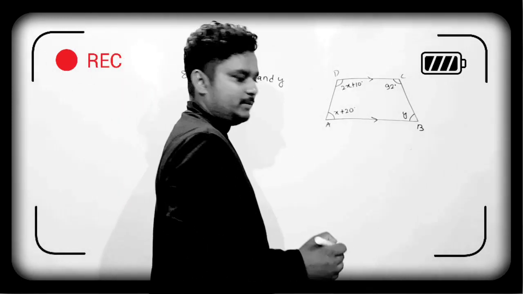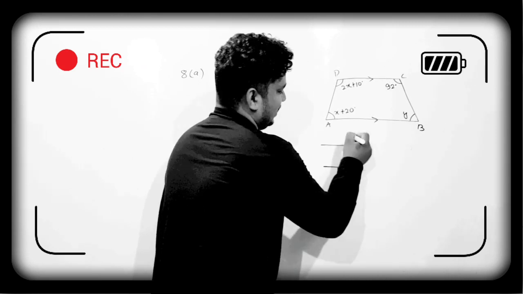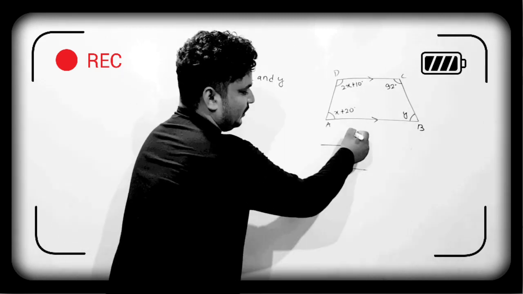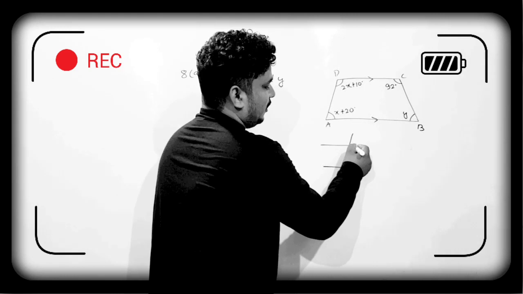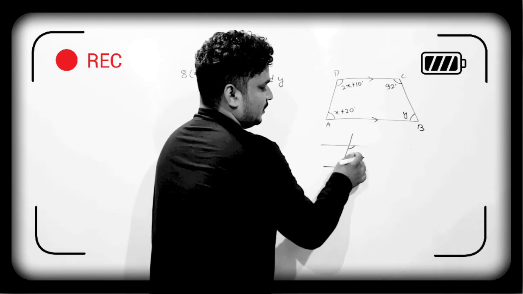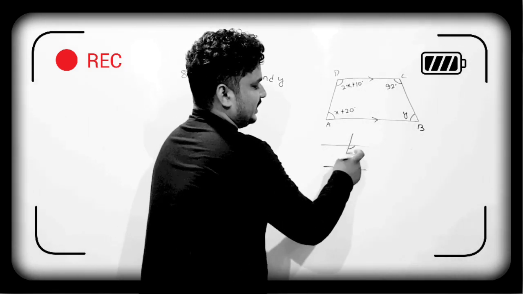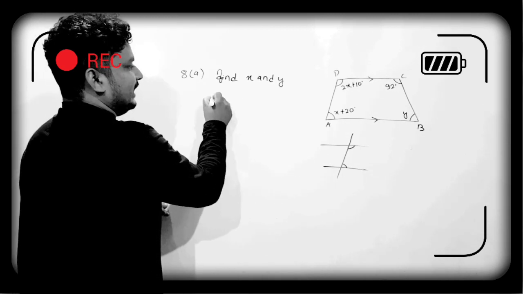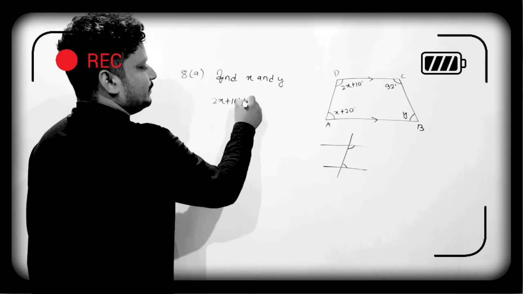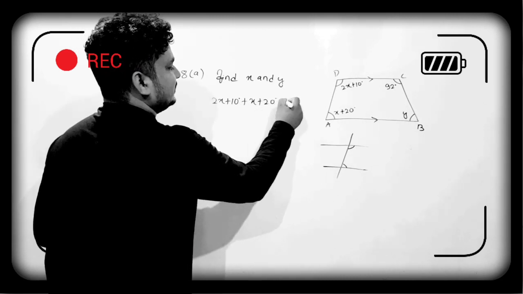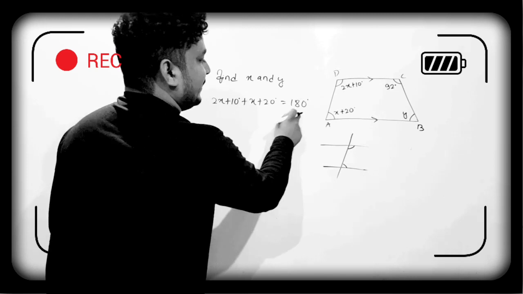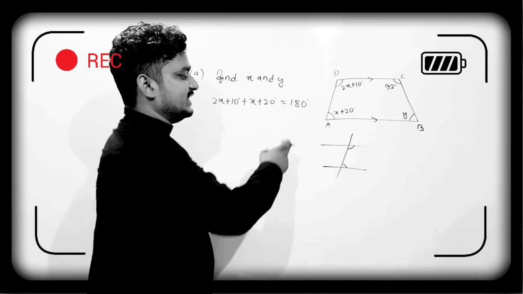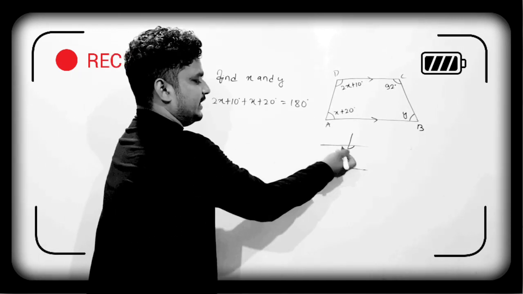You all know the properties of parallel lines. I already explained that. When we have two parallel lines and one transversal passing through them, the sum of the angles on the same side of the transversal is equal to 180 degrees. The same we will apply over here. So we can write 2x plus 10 degrees plus x plus 20 degrees is equal to 180 degrees. The property is: the sum of the angles on the same side of a transversal equals 180 degrees.